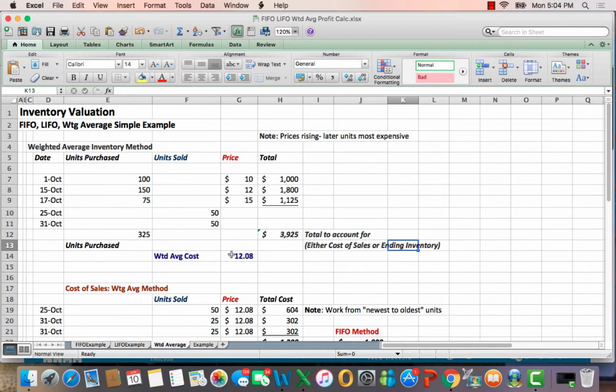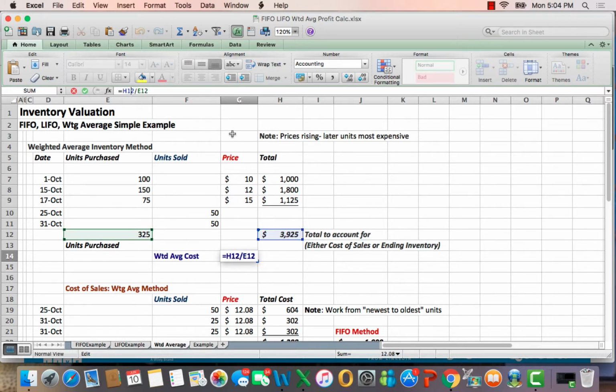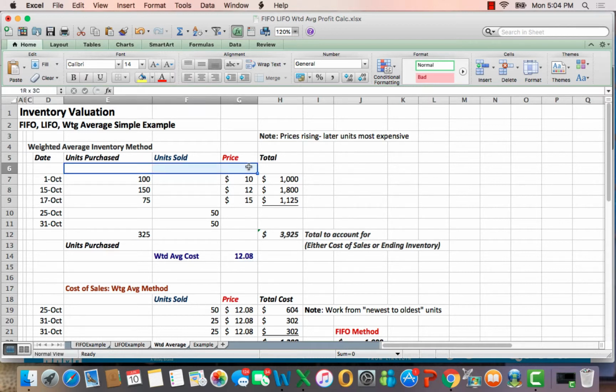So weighted cost is the easiest method, because if I click on the formula, you'll see that it's simply taking the total cost to account for, $39.25 in blue, and dividing by the total units purchased, 325, to equal $12.08 per unit. Another quick note, we assume that we don't have any inventory at the start of the year to make the process simple. So at the start of October, there's 0 inventory and all the inventory is purchased.